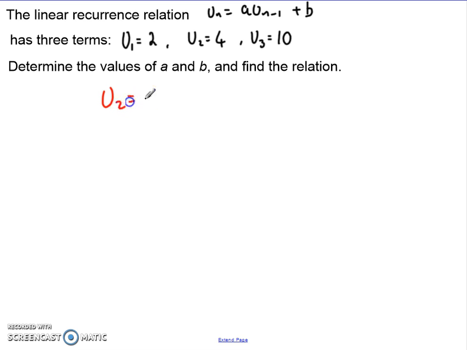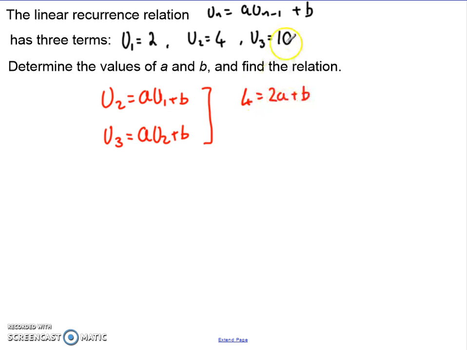So I know I can get u2 by doing a times u1 plus whatever b is, and I know I can get u3 by doing a times u2 plus whatever b is again. So I can use these and the values I've got here to set up my pair of simultaneous equations. So u2, 4, equals u1 times a, which is 2a, plus my b, and then u3, which is my 10, equals u2, which is 4, times the a, plus the b.